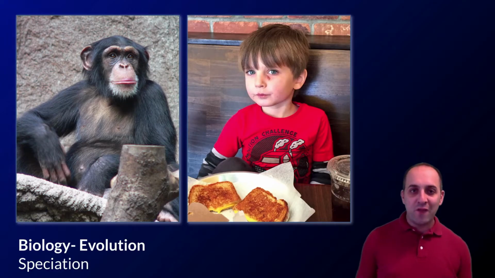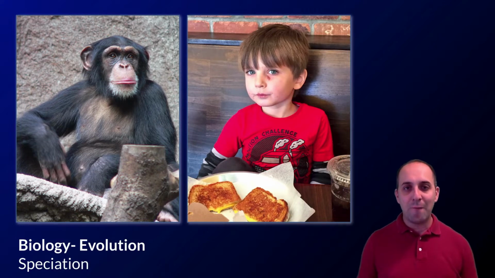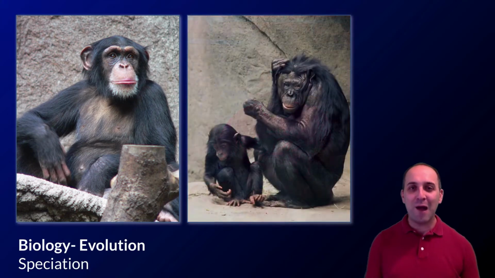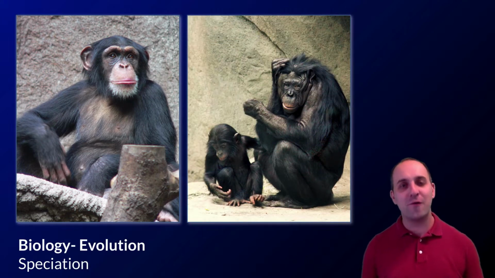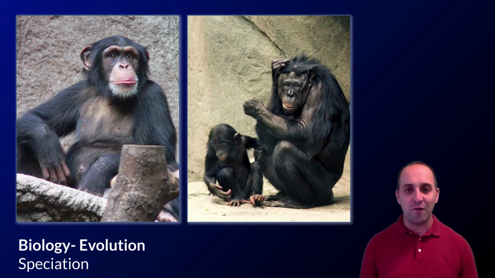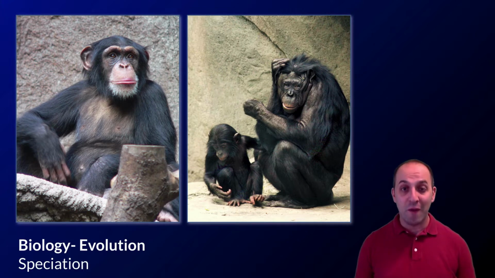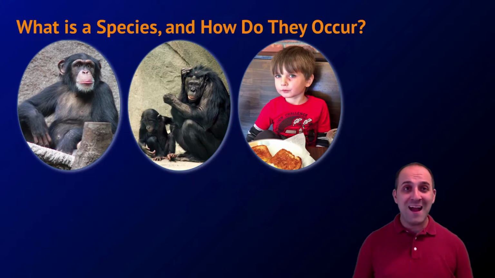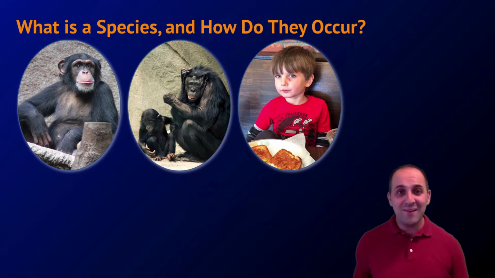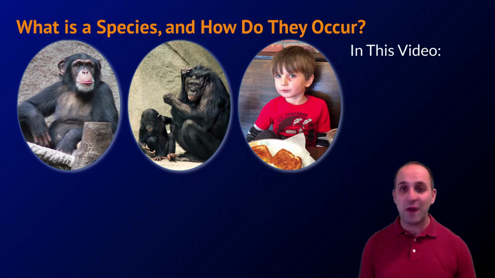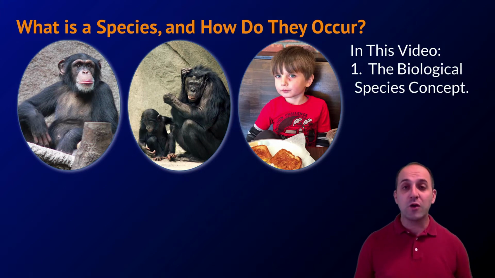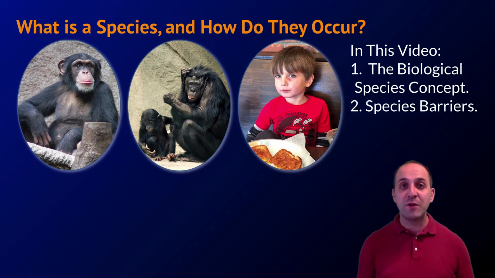So it's probably pretty clear that these two gentlemen are members of different species. I hope it's clear at least. Probably less clear that these folks are members of different species, but they are. And so that's really what we're going to talk about here: what is a species and how do they occur? So here in this video, we're going to talk about this notion of the biological species concept.